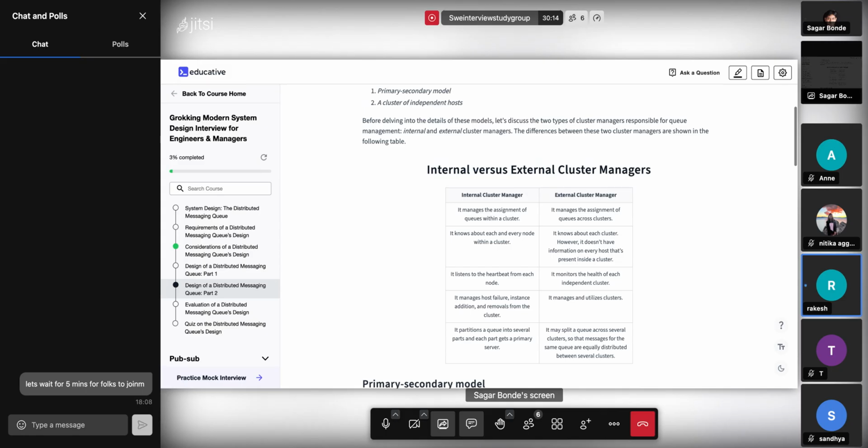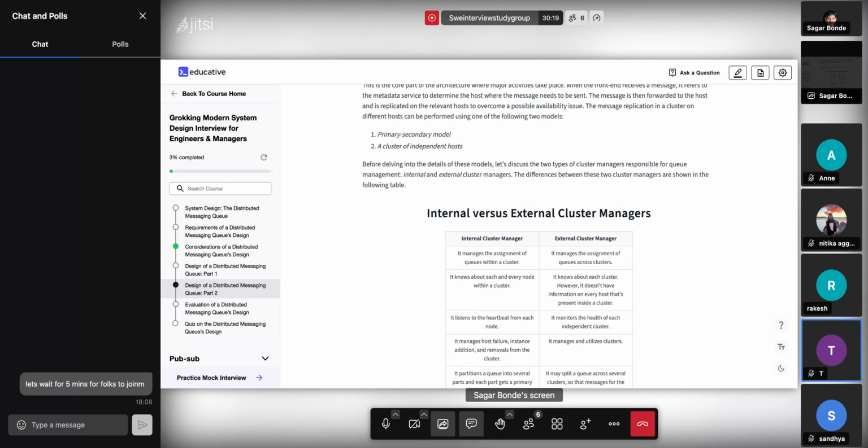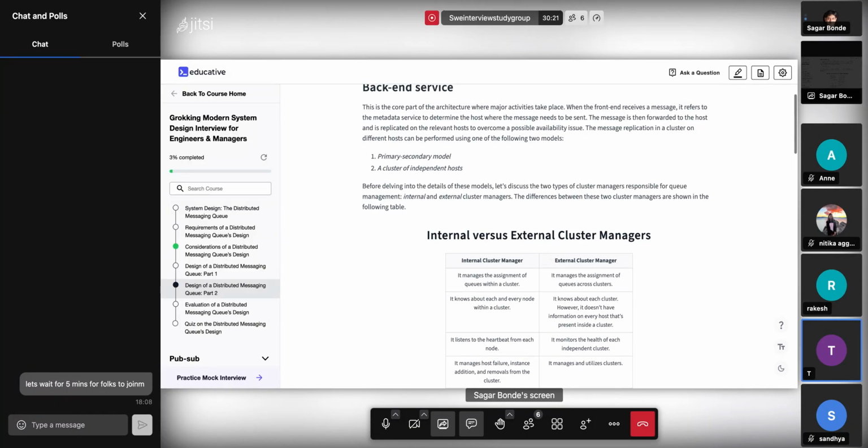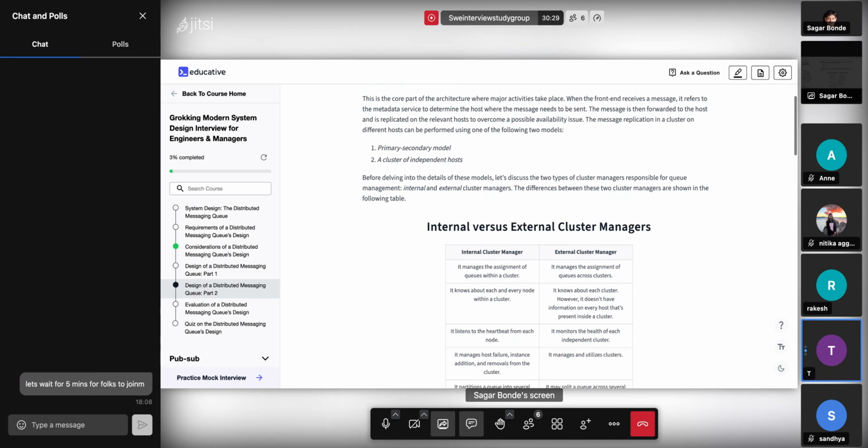Okay. Everybody clear, right? Okay. Go ahead. So do we need both internal and external, or can we use either internal or external? Yeah, it's either or. If you see one of the following two models, right? So this is more like a primary secondary, right?